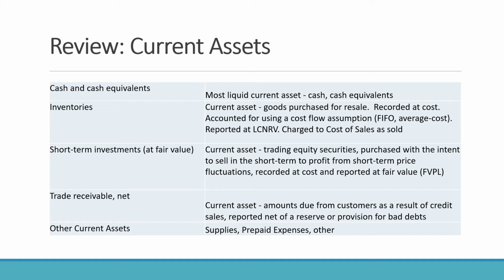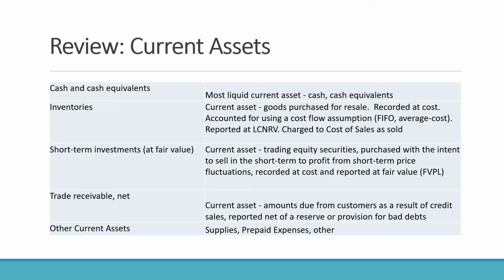Another type of current asset are going to be the short-term investments I spoke of earlier. Trading equity securities are purchased with the intent to sell them in the short term to profit from short-term price fluctuations. They are recorded at cost and reported at fair value. So the notation FVPL stands for fair value through profit and loss.